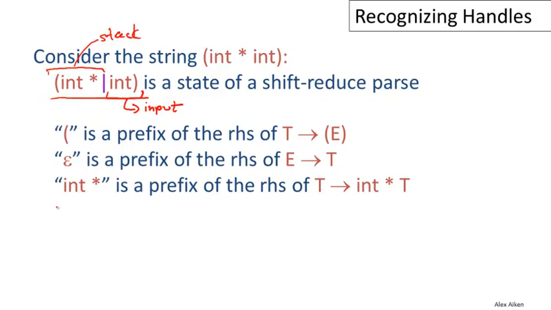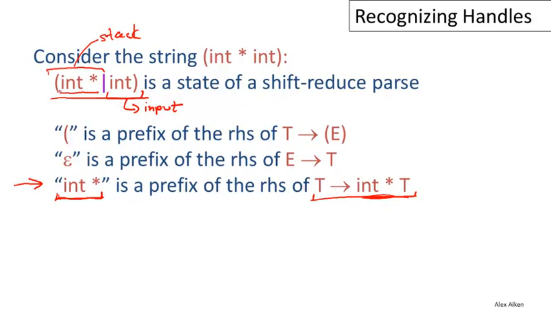Well, let's start here at the bottom. Let's actually work from the bottom up. So we have int star at the top of our stack. So this is the right-hand side that we're currently working on, and that would be a prefix of this production, T goes to int star T. Okay, so what this says is that we've seen int star so far, and we're waiting to see T. Now, I'm not showing the items, but I'm just showing the productions that this is eventually going to use.